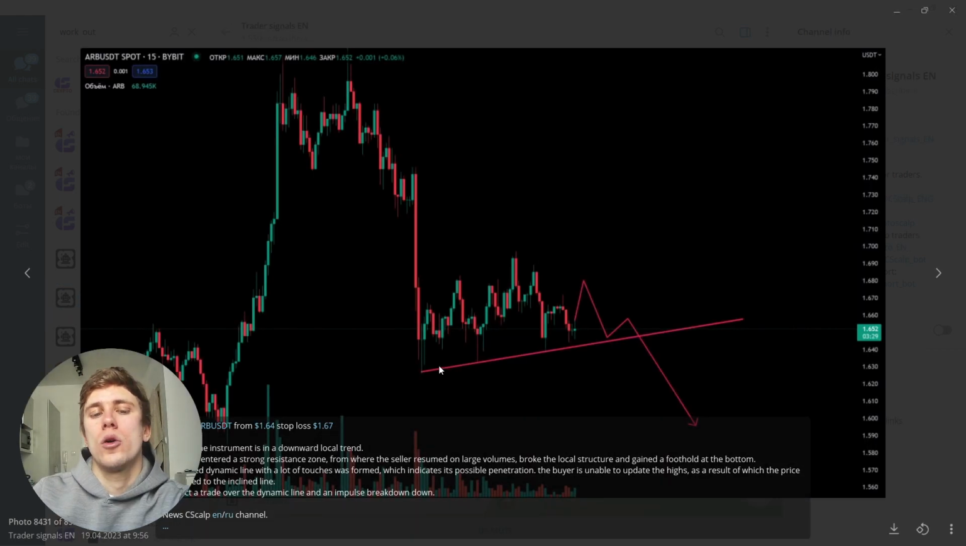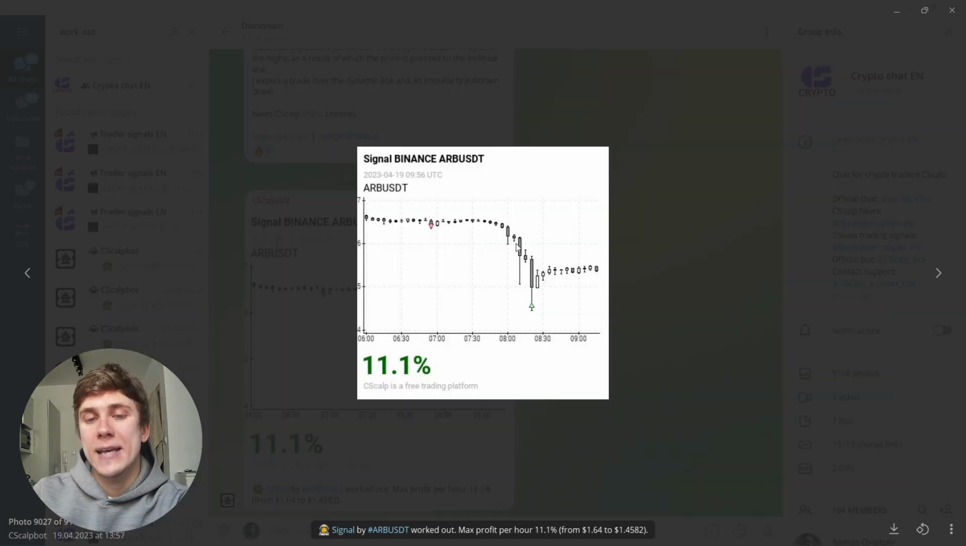There was a local downtrend according to the description, and here above the inclined level the buyer was unable to renew the highs, as a result of which the price was pressed to the inclined line. This slope was tested many times, and finally sellers gained momentum and broke this slope. And here there was an insane movement.